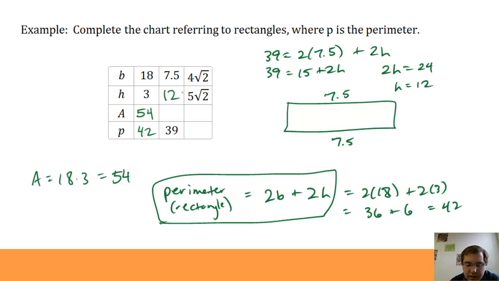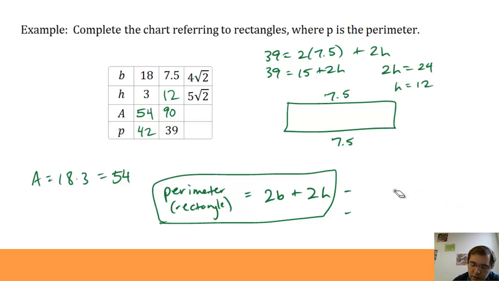And then the area I can find using the base and the height. I just take the base times the height. And 12 times 7.5 is going to be 90. Okay, then separate problem, what if the base is 4 radical 2 and the height is 5 radical 2? So let me make some room.